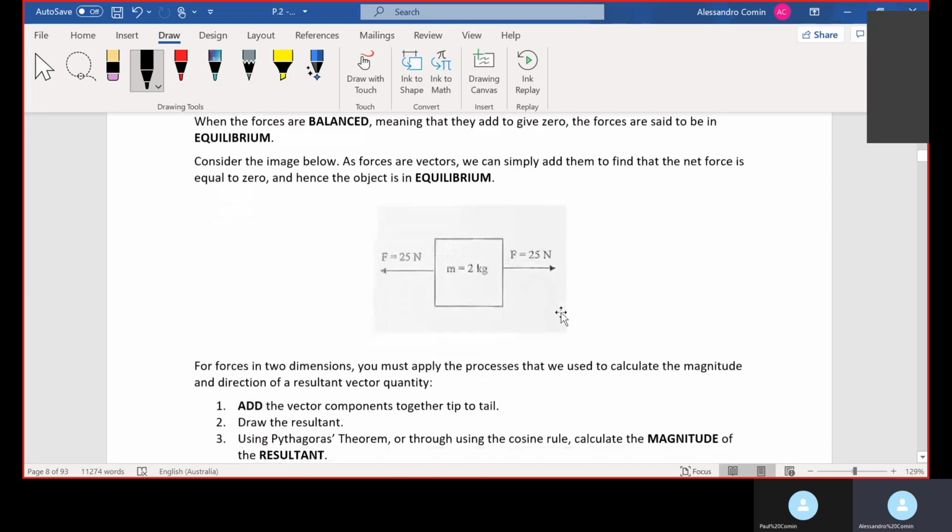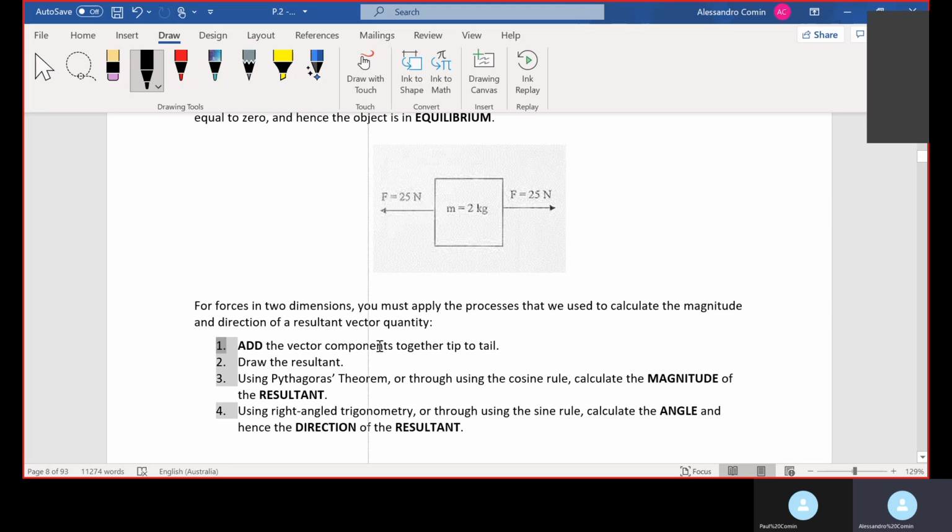So what we can do, as you can see here, is add the vector components together. We can draw the resultant using Pythagoras' theorem if it's a right angle triangle, or through the cosine rule, calculate the magnitude of the resultant, and using right angle trigonometry or through using the sine rule, calculate the angle and hence the direction of the resultant.